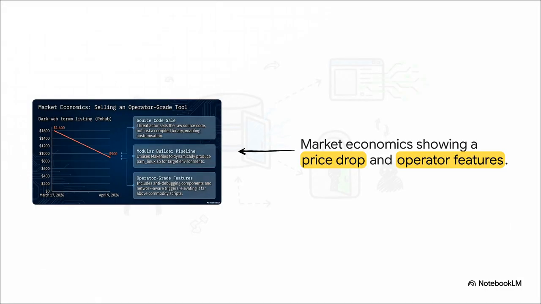Looking at the economics, the raw source code price recently dropped from $1,600 down to $900. And importantly, buyers are getting the actual raw source code, meaning they can deeply customize it. It utilizes a modular builder pipeline to dynamically compile the payload, and it includes operator-grade features like anti-debugging components. This elevates it way above the basic commodity scripts you usually see floating around these forums.